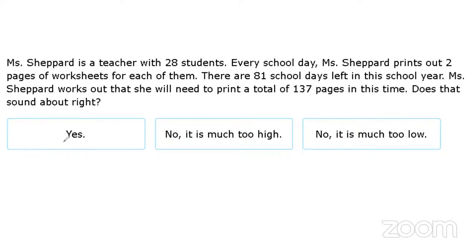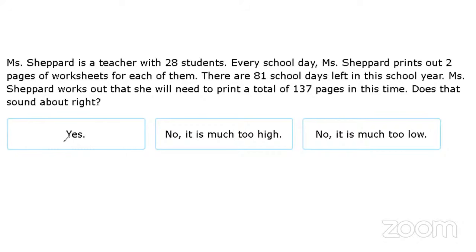Miss Shepherd has 28 students, but I want to see some answers coming in first. I'm just going to read and go through without the explanation, but I want to see the answers coming in. So she has 28 students. Every day, she needs to print out 2 pages of worksheet for each of them. There are 81 school days left in this school year. So Miss Shepherd works out that she will need to print a total of 137 pages in this time. Does that sound about right? Remember, we're estimating. So I see answers coming in for B and C.